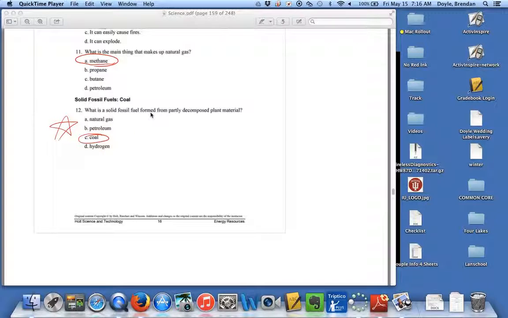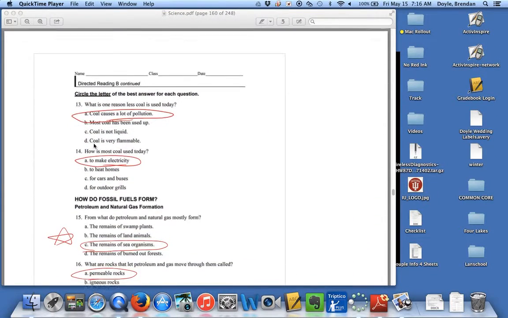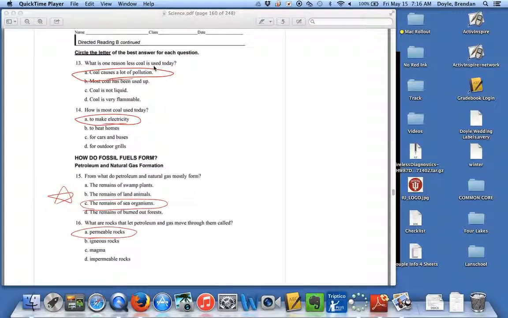What is a solid fossil fuel formed from partly decomposed plant material? That's coal. One reason less coal is used today, coal causes a lot of pollution. When we burn coal, it puts a lot of smoke into the air. But we do use coal today to make electricity. 15, from what do petroleum and natural gas mostly form? C, the remains of sea organisms.